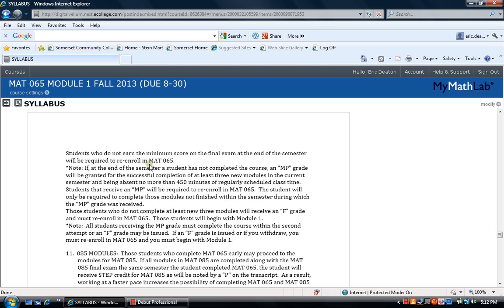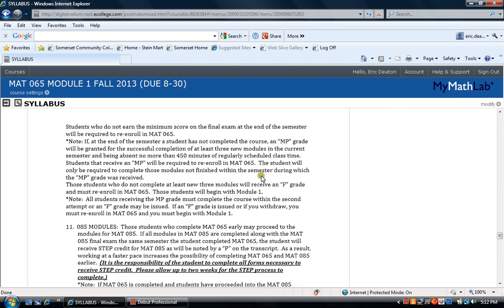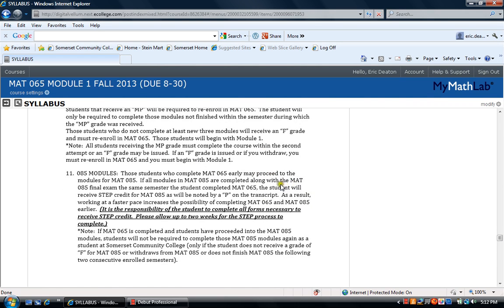So, if you've got any questions about that, make sure you talk to your instructor. Now, if you're in 65 or in 55 and you find that you complete the class early, you can proceed immediately to the next class. The reason why you can, for one thing, is the access code is good for all 3 classes if you buy it at the bookstore. It's good for all 3 classes.